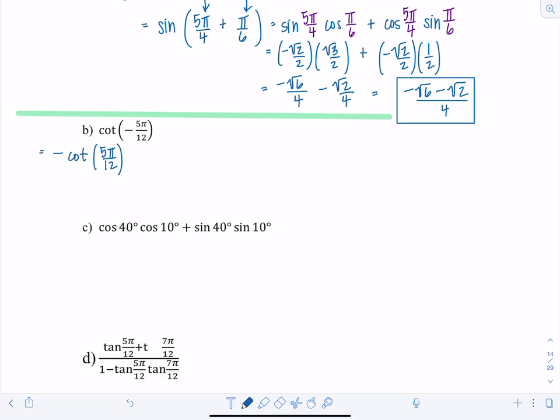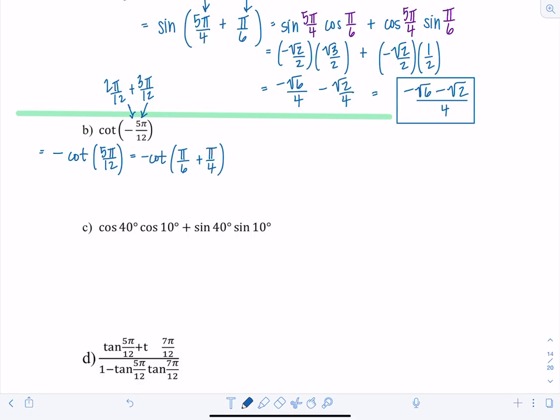And then let's see, what two angles can I add together so I get 5 pi over 12? Well, 2 pi over 12 and 3 pi over 12, that works, right? I'll work that out here for you. So 2 pi over 12 plus 3 pi over 12, that would give me 5 pi over 12. So then I'd have negative cotangent of 2 pi over 12 is pi over 6, and 3 pi over 12 is pi over 4.